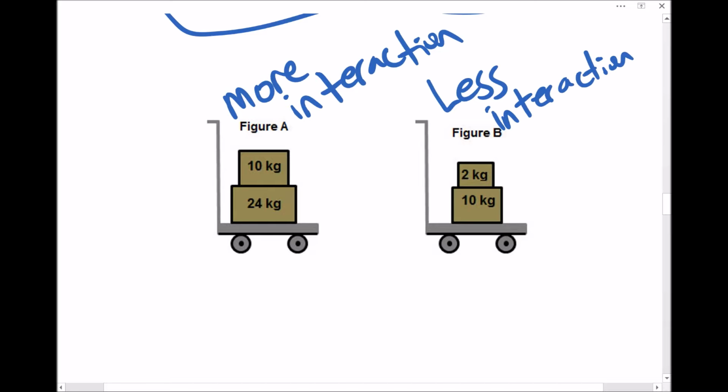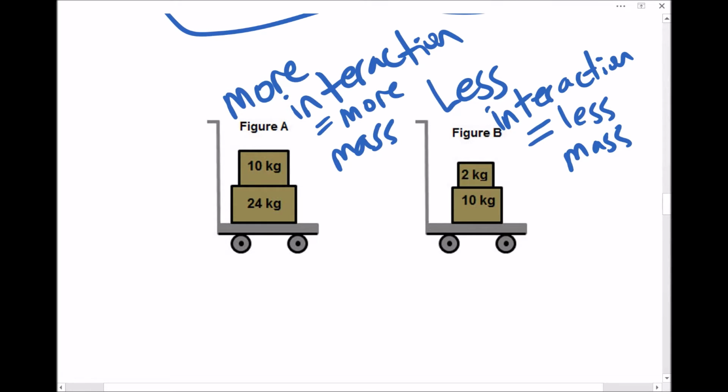So less interaction equals less mass. More interaction equals more mass. Pretty simple, right? Now, just like other fields covered by the standard model, the Higgs field needs a carrier particle to affect other particles, and this is what the Higgs boson particle is all about.